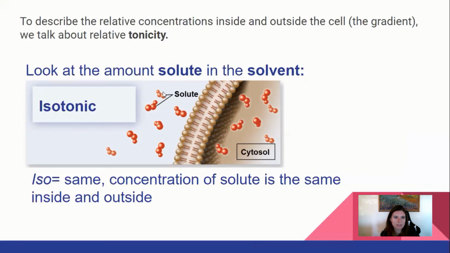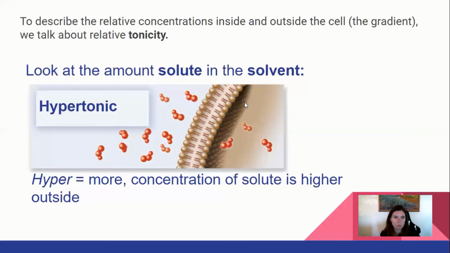Okay, so if we have the same amount of solute outside the cell as inside the cell, we call that an isotonic solution. That's because iso means same, so it's the same on the outside as on the inside. We can have differences though. So if we have more of the solute on the outside and less on the inside, we call this a hypertonic solution. Now, hyper means more, so like, you know, when you're feeling hyper, you're extra active. When we have a hypertonic solution, we have extra solute on the outside.